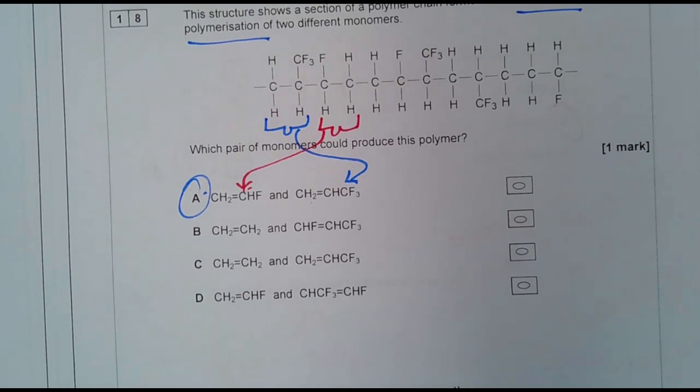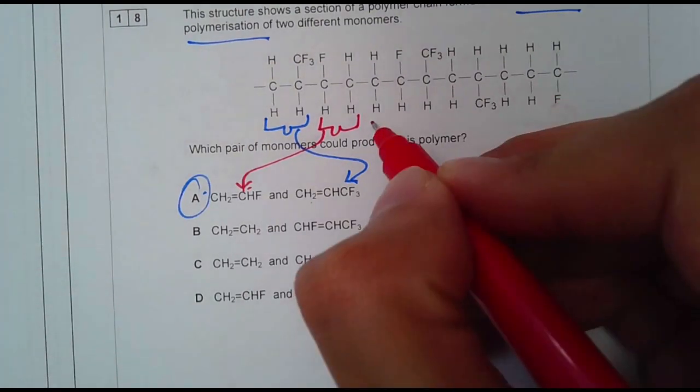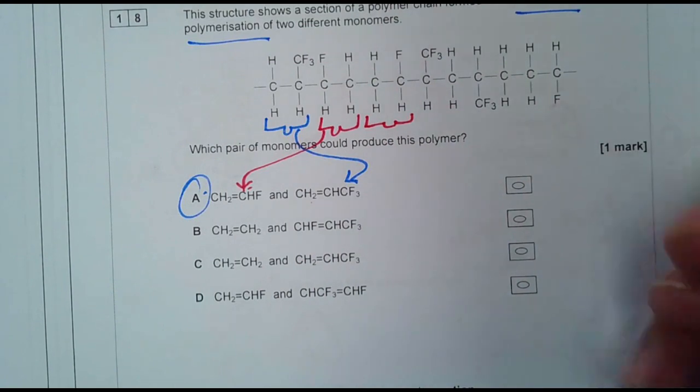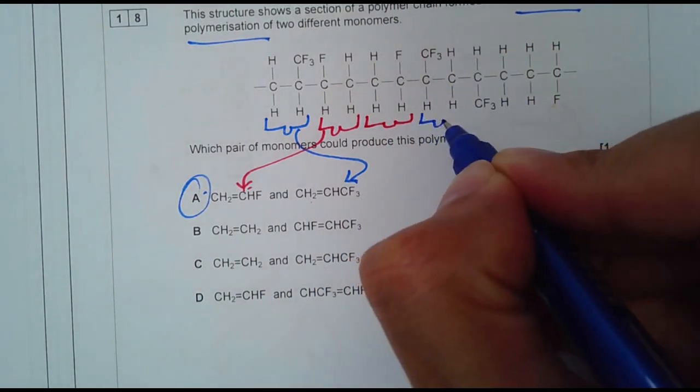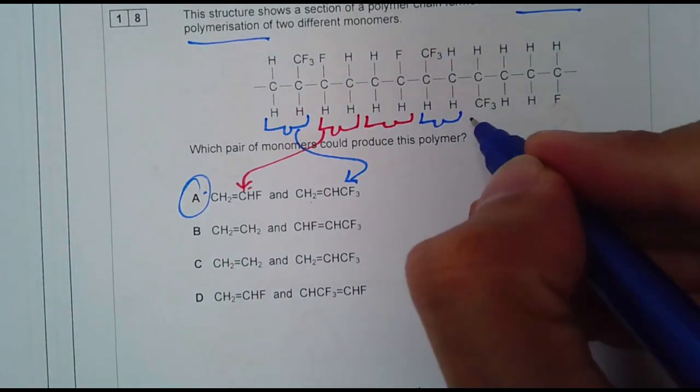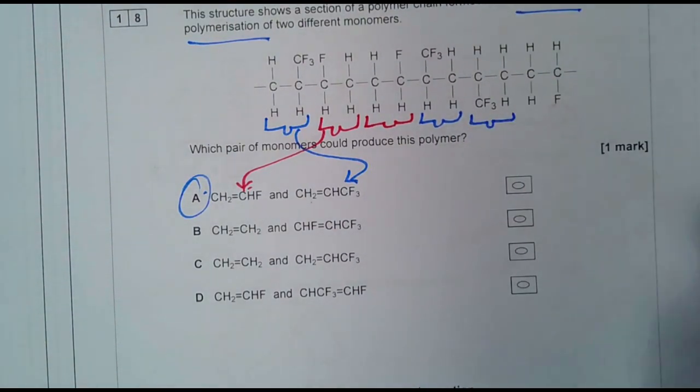Then you can try again. So you can see here, this is also the red one. And this section is again the blue one. Then this is the blue section. And this is again the red section.